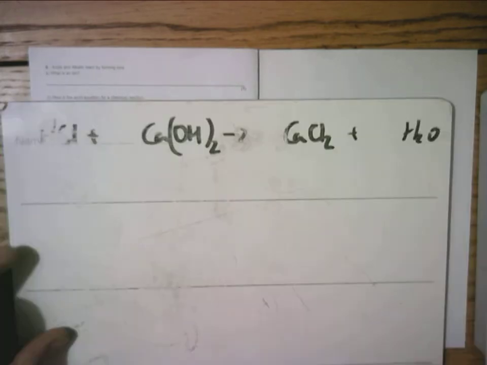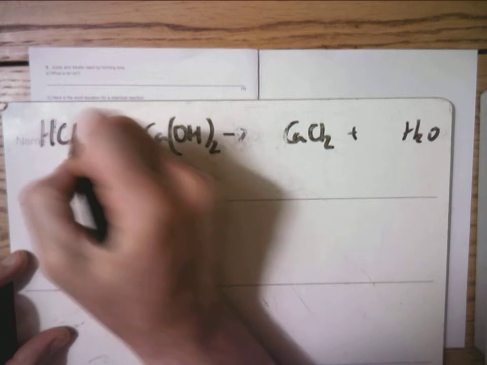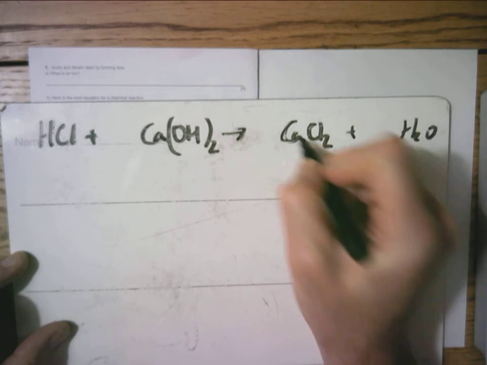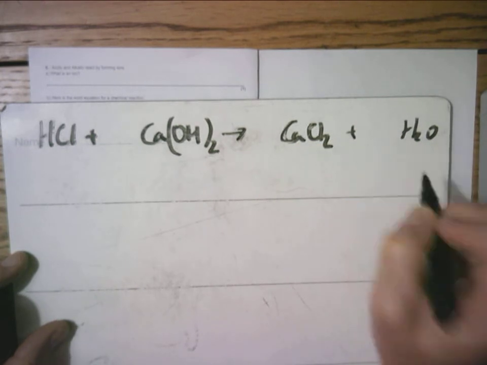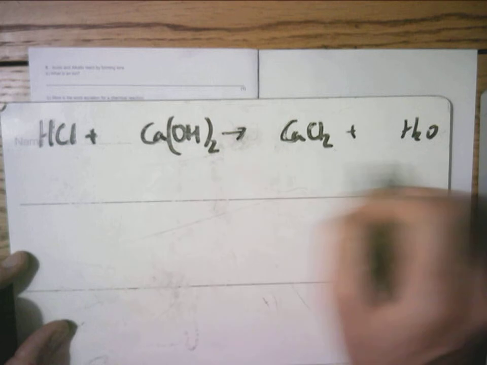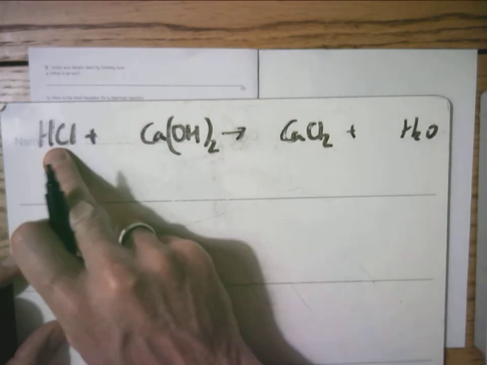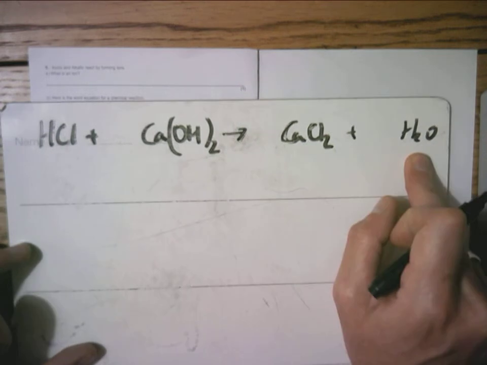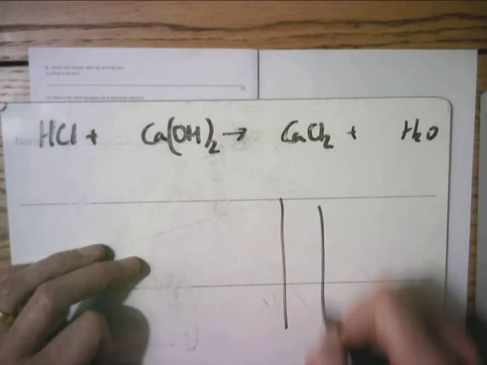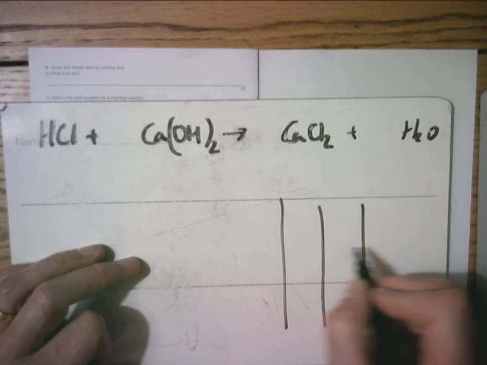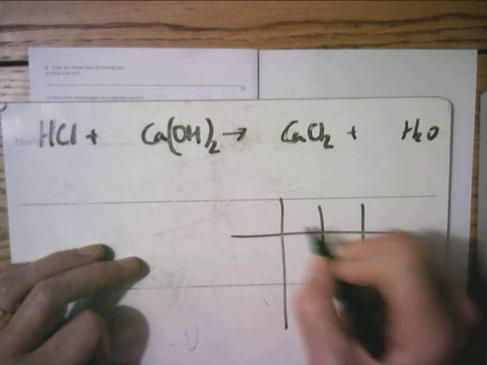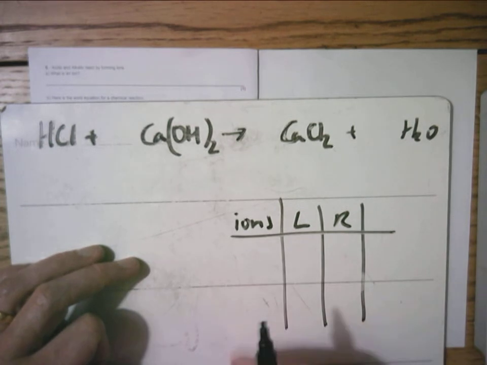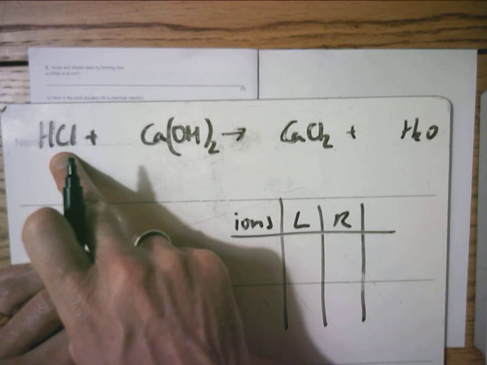Moving on to the next one. HCl plus Ca(OH)2 gives CaCl2 plus H2O. Now I can't change the formula of any of those things. That's hydrochloric acid, that's calcium hydroxide, that's calcium chloride, and that's water. So I'm going to do my tally chart. Left, right, and ions. Okay, and I'm going to count everything on the left hand side.